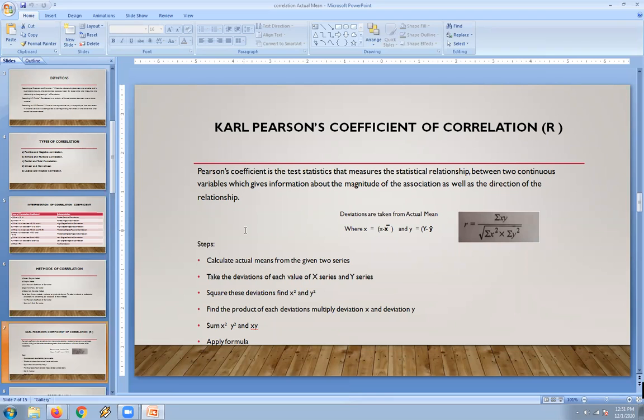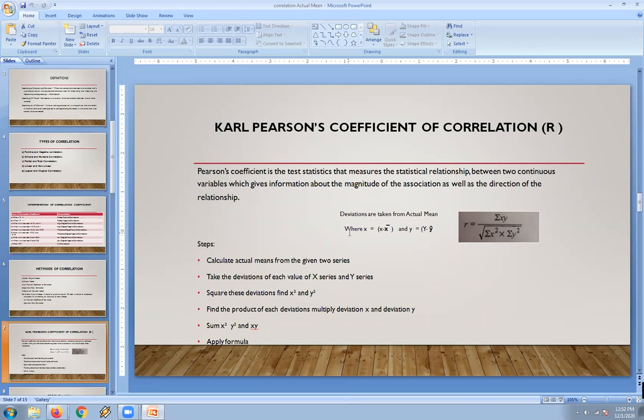See, Pearson's coefficient of correlation is a measure where we can measure the statistical relationship between two continuous variables, giving information about the magnitude of the association as well as the direction of the relationship. We know the variation between the two variables, the extent or degree to which the relationship exists, is measured with the formula by Karl Pearson's coefficient of correlation.